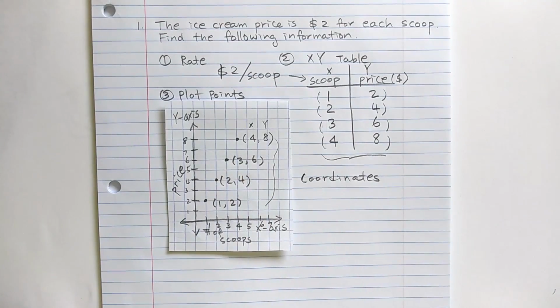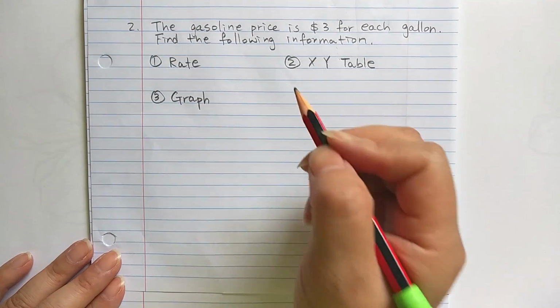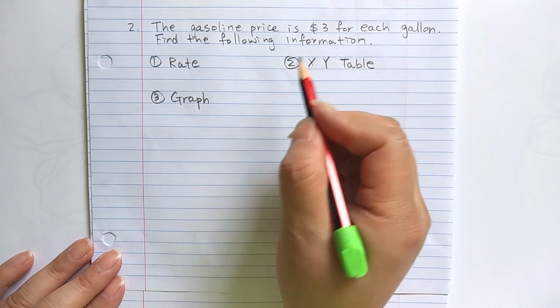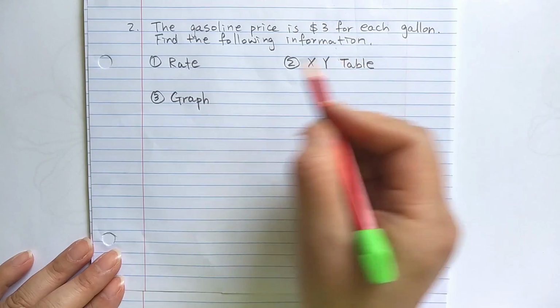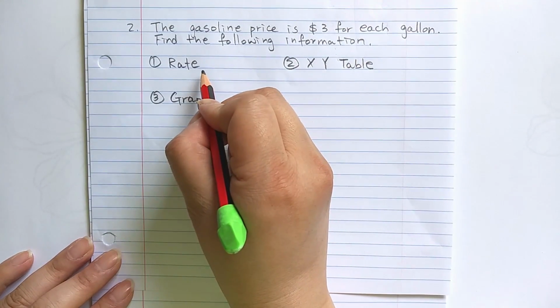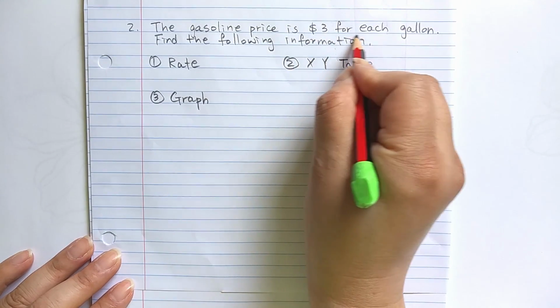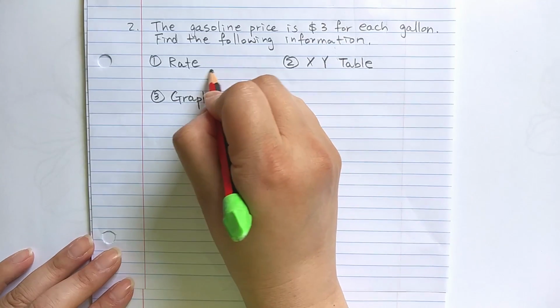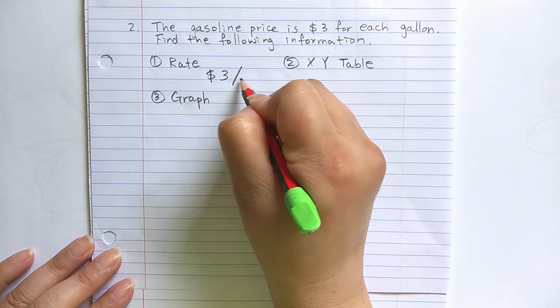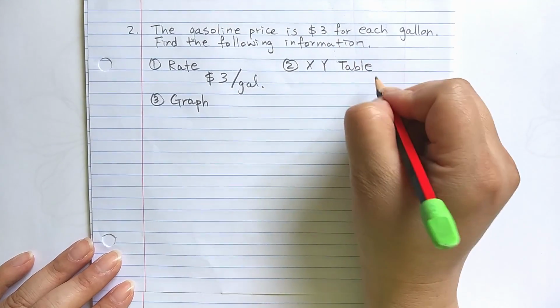Let's practice another example. This time we'll draw a graph and also find the equation of the graph. The gasoline price is $3 for each gallon. Find the following information. Let's find the rate of the gasoline price first. It says it's $3 for each gallon. So $3 per gallon.